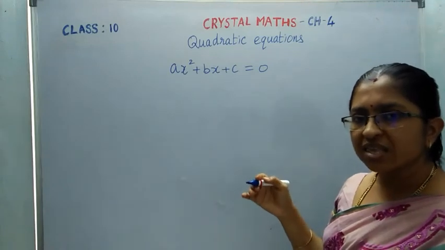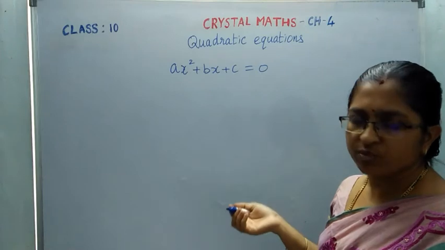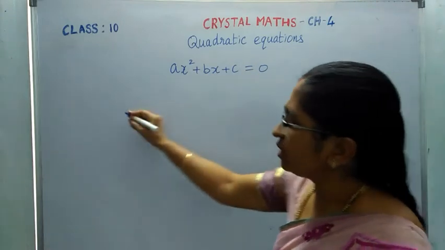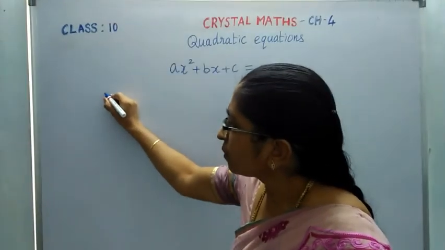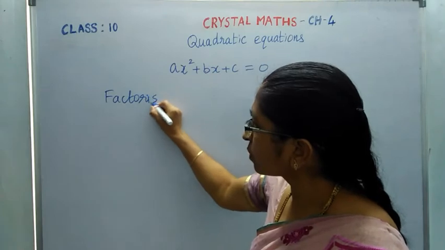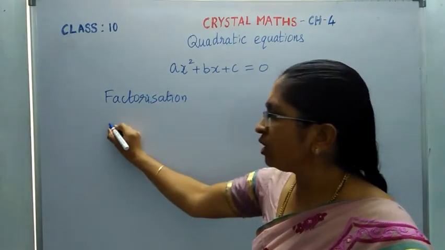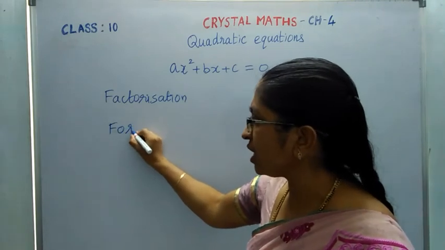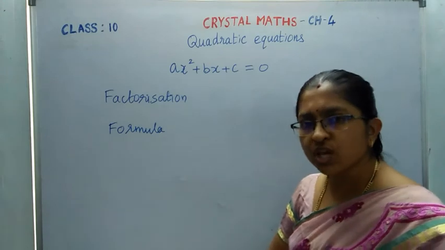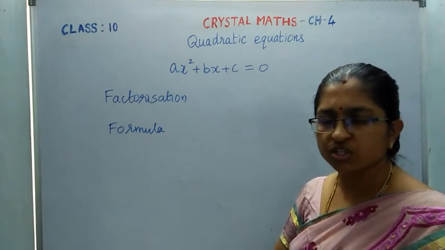We can find the roots, that is the value of x, in two methods. The value of x can be identified using factorization and, second, the formula. The formula is very interesting as well as useful to you. Using the formula we can solve any kind of quadratic equation.